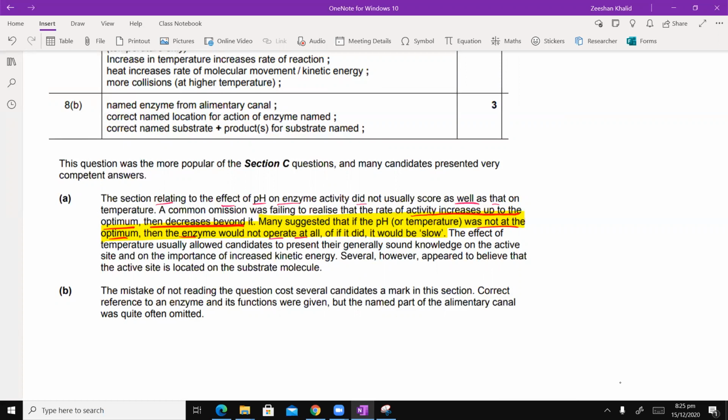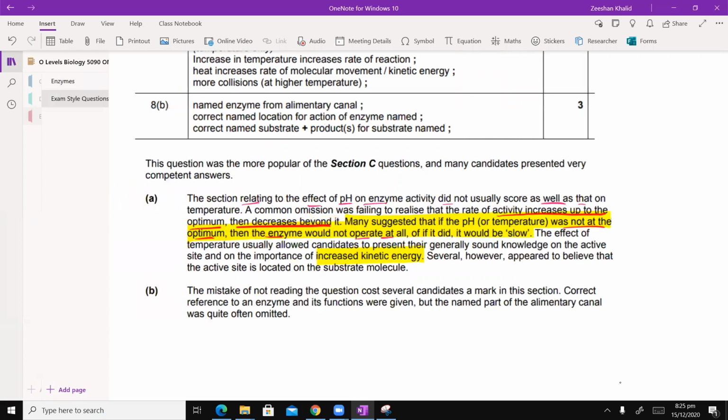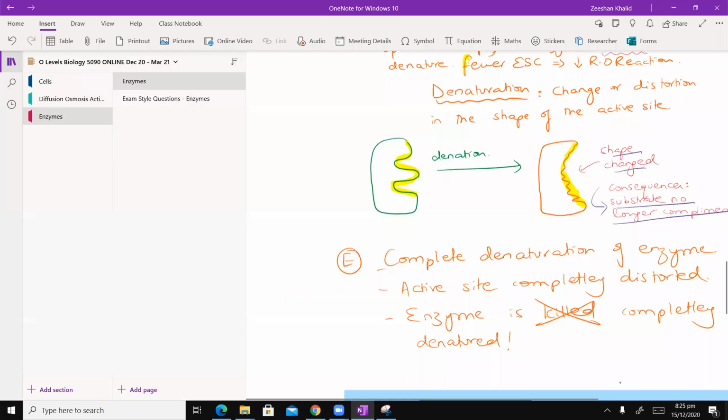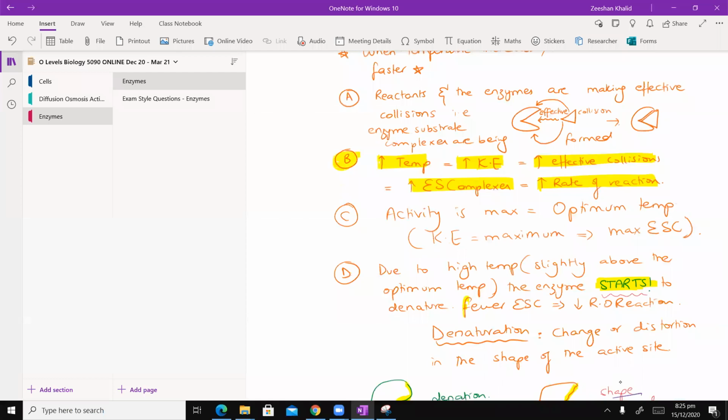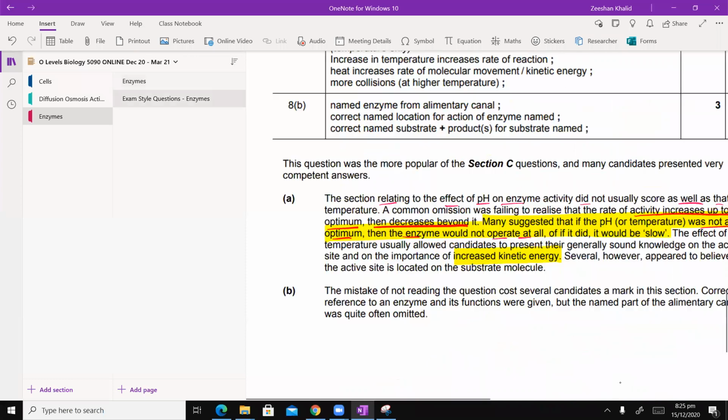Acha ji, I'm reading further. The effect of temperature usually allowed candidates to present their generally sound knowledge on the active site and on the importance of increased kinetic energy. Remember we talked about वो जो मैंने कल देखो सारा portion highlight किया था, this portion very important. The B point. Increase in temperature means increase in kinetic energy, which means increase in effective collisions, which means more enzyme substrate complexes, and which means increased rate of reaction. Okay.